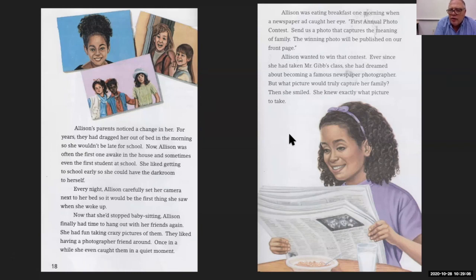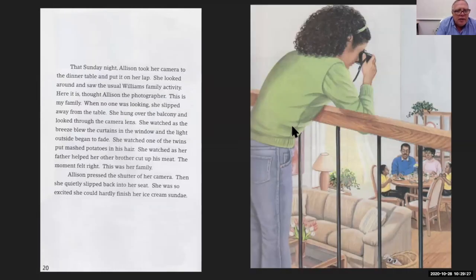Allison wanted to win that contest. Ever since she had taken Mr. Gibbs' class, she had dreamed about becoming a famous newspaper photographer. What picture would truly capture her family? Then she smiled. She knew exactly what picture to take. That Sunday night, Allison took her camera to the dinner table and put it on her lap. She looked around and saw the usual family activity. Here it is, thought Allison, the photographer. This is my family. When no one was looking, she slipped away from the table. She hung over the balcony and looked over the camera lens.